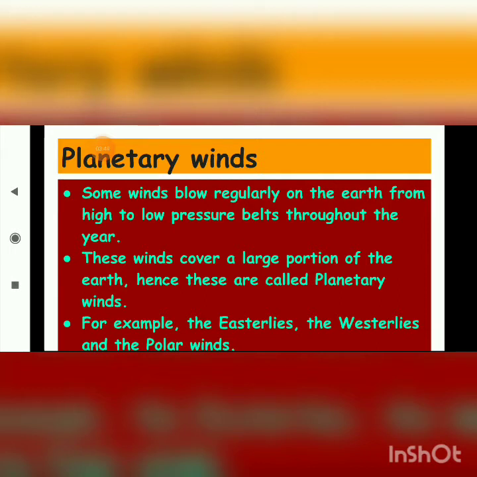For example, the Easterlies, the Westerlies and the polar winds. Students, why are these winds called planetary winds? Because they cover a large portion of the earth. Examples are Easterlies, Westerlies and polar winds. Now one by one we will be learning Easterlies, Westerlies and polar winds in detail.